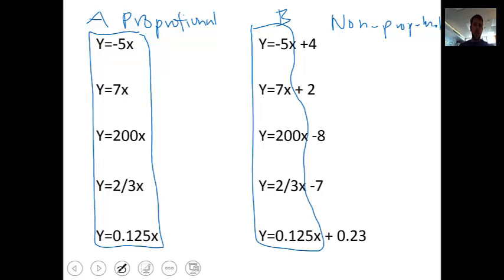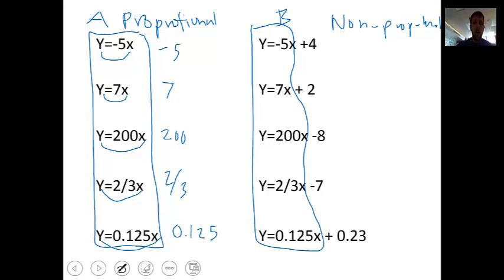And I know this because y and x have a direct variation of -5. Y and x have a variation of 7. Y and x have 200. Y and x have a variation of 2/3, and y and x have a variation of 125. But the problem is that when you get over here, y and x do not have a direct variation because of this plus 4. Y and x do not have a direct variation because of this plus 2. So it's almost like an additive that gets in the way.